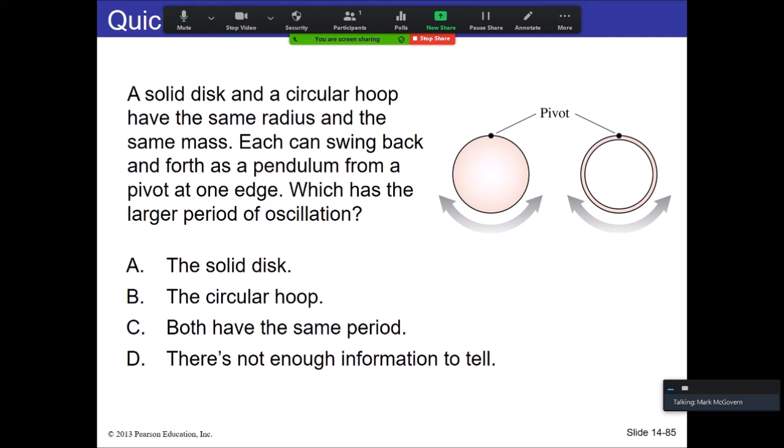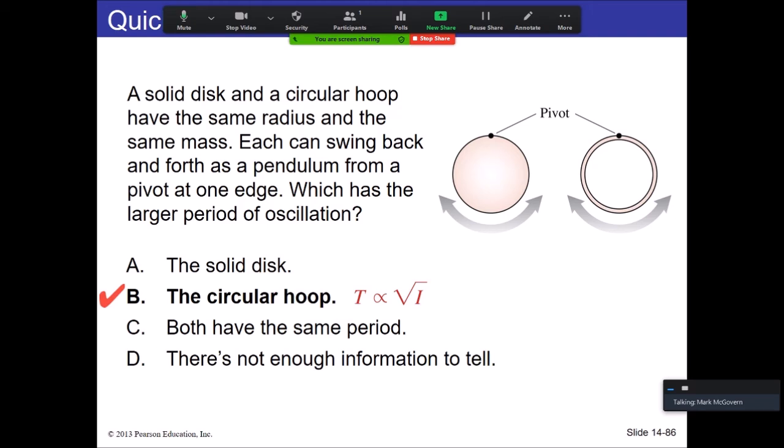Okay, so the larger period of oscillation is going to be the circular hoop. Why? Well, the period is directly related to the square root of I. If you look through the equation, you'll see that. And what has a greater moment of inertia? The circular hoop does. The moment of inertia of the circular hoop through the center is mr squared. For the disk, it's 1/2 mr squared.